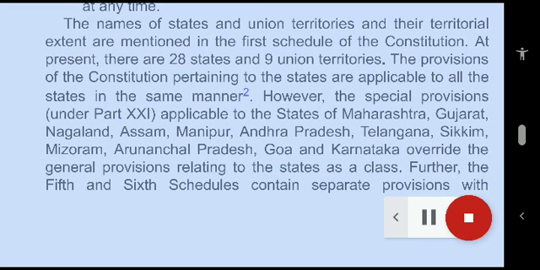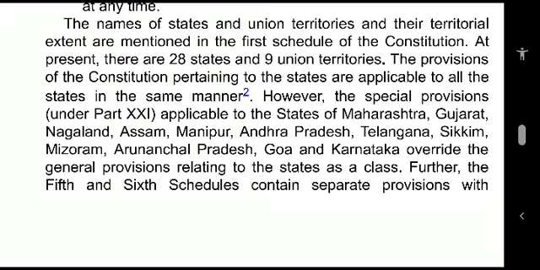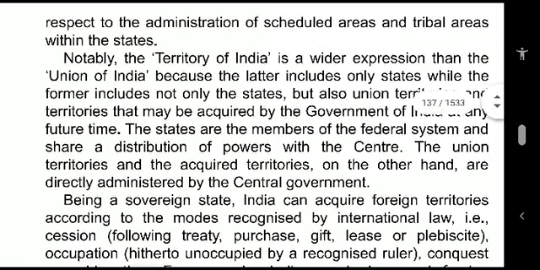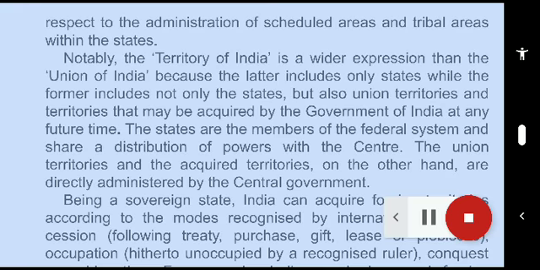However, the special provisions under Part 21 applicable to the states of Maharashtra, Gujarat, Nagaland, Assam, Manipur, Andhra Pradesh, Telangana, Sikkim, Mizoram, Arunachal Pradesh, Goa and Karnataka override the general provisions relating to the states as a class. Further, the 5th and 6th Schedules contain separate provisions with respect to the administration of scheduled areas and tribal areas within the states.